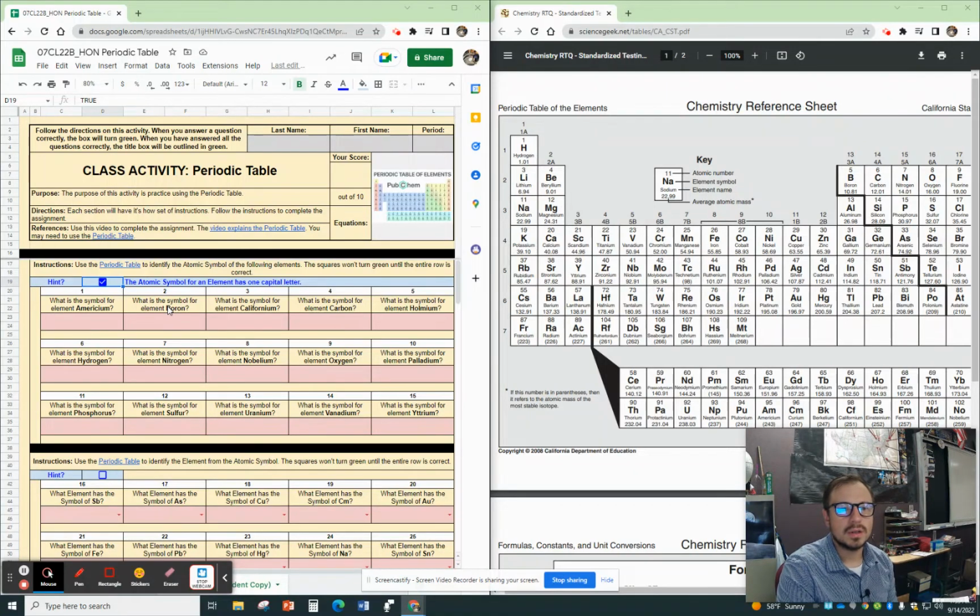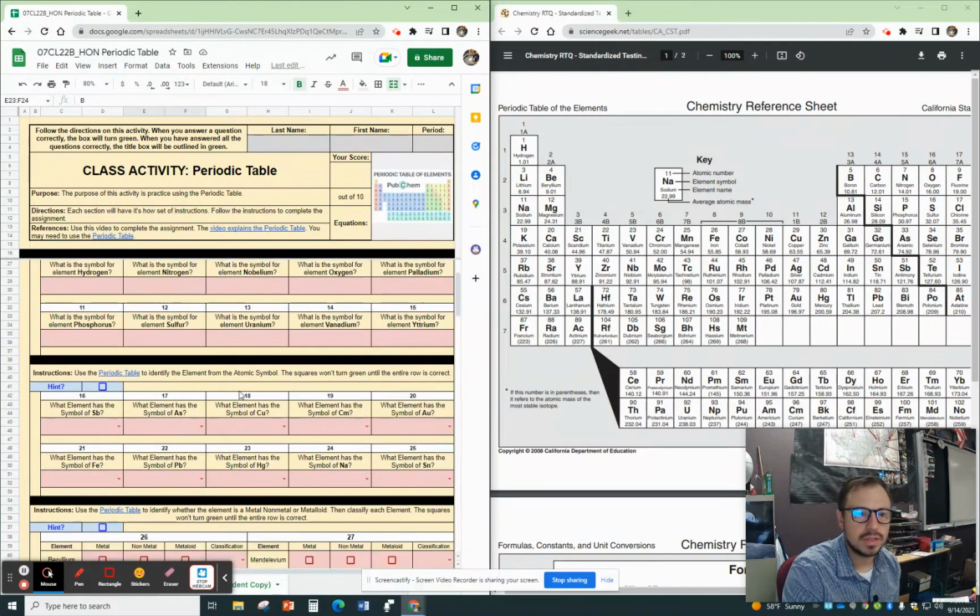Number 2, what is the symbol for boron? So I'm looking for boron. You can see up here it is number 5. And if I come in here and I click on this, I'm just going to put a capital B. And notice it did not turn green because I did not get the entire row correct. But that's how you do that. Let's look at the next section.